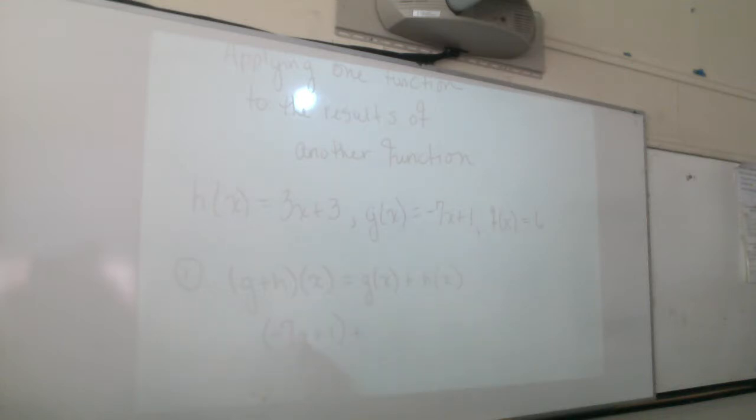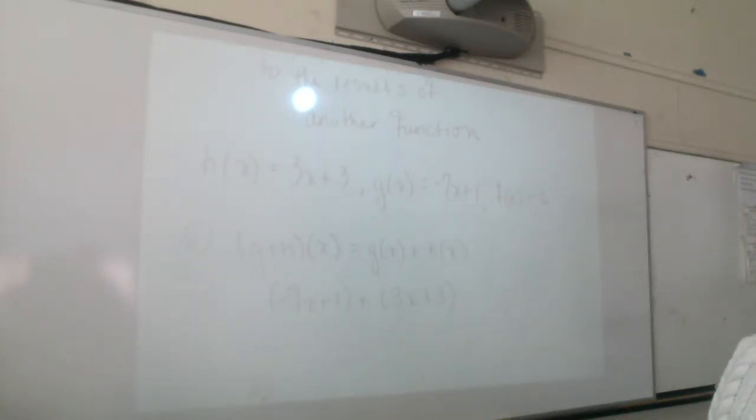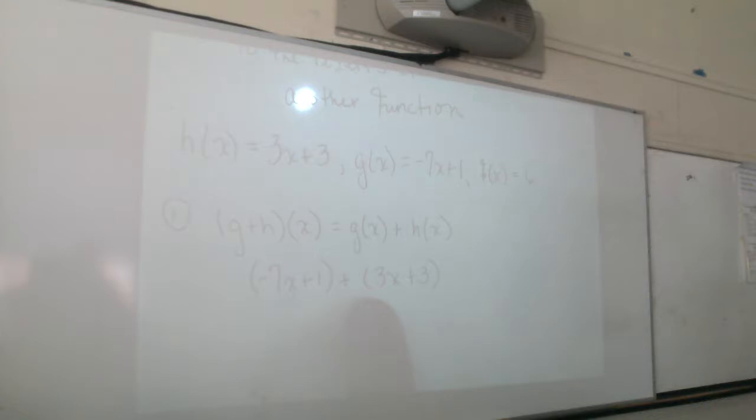So this is my g of x, negative 7x plus 1. My h of x is 3x plus 3. And then I'm just combining like terms. I would be looking out in front to see if I have to distribute, but I don't see a number there. So let's just combine like terms. I've got negative 7x plus 3x, which gives us a negative 4x. Here's my other set of like terms, 1 plus 3, that's giving us 4. So negative 4x plus 4.